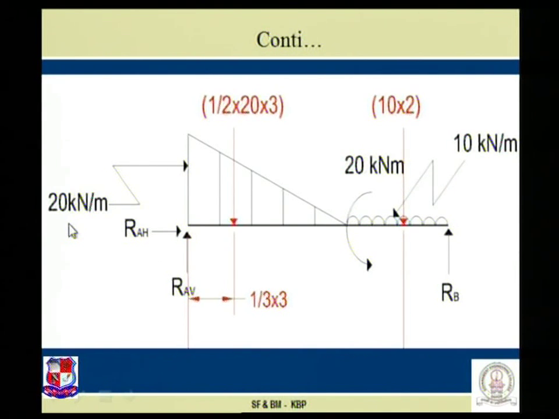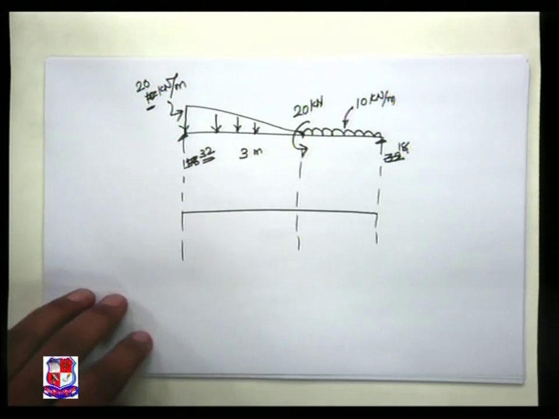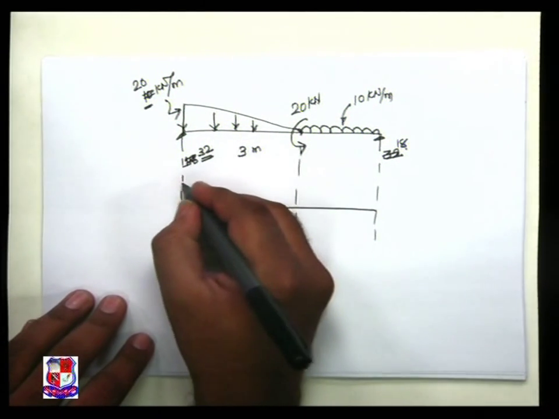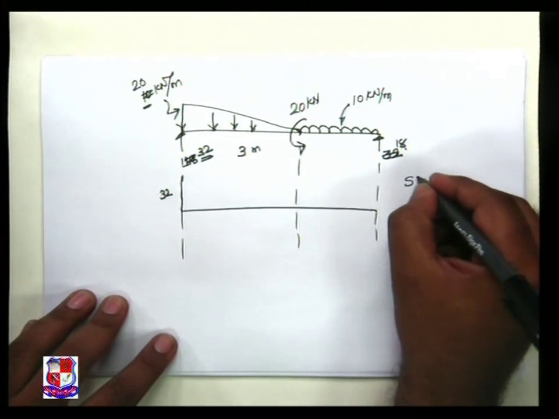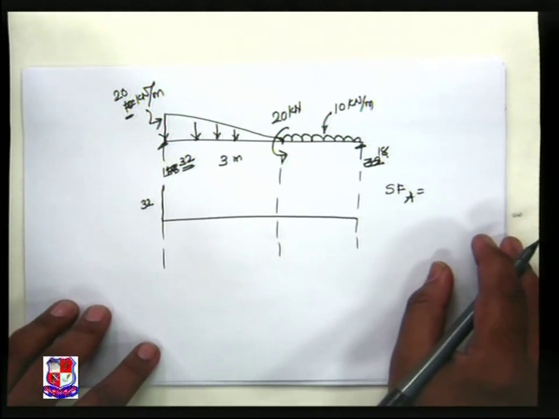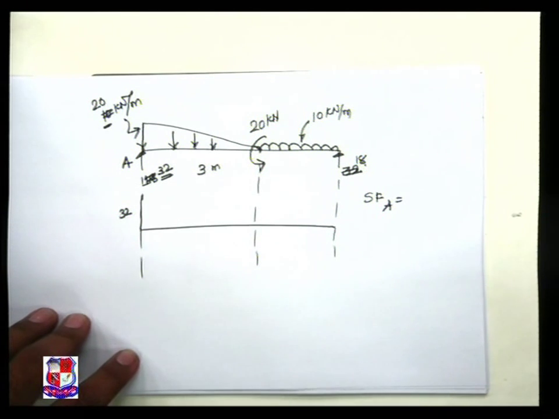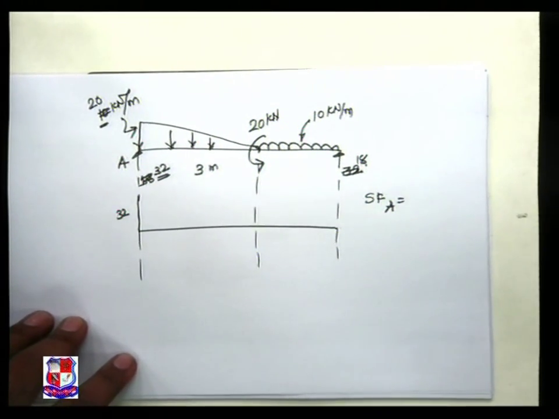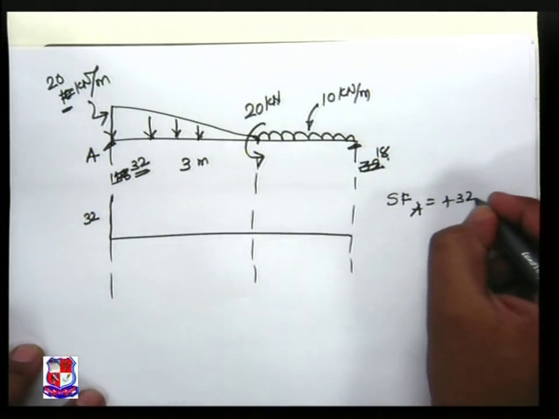value of ordinate is of 20. So 20, 20 and 10. There are 3 loads there. Now let us come over here. This 32 is the ordinate. So shear force at A, if this is given as point A, is equal to plus 32 kilonewton.